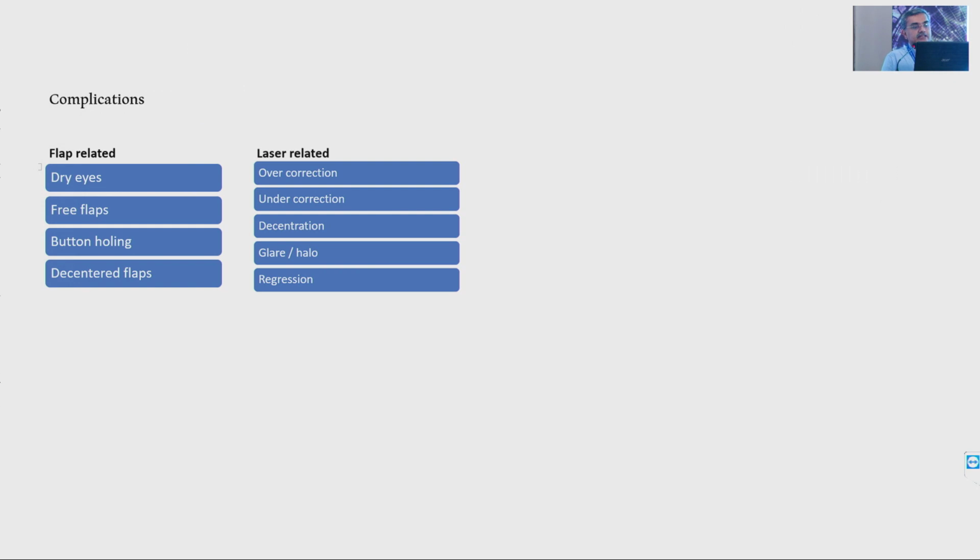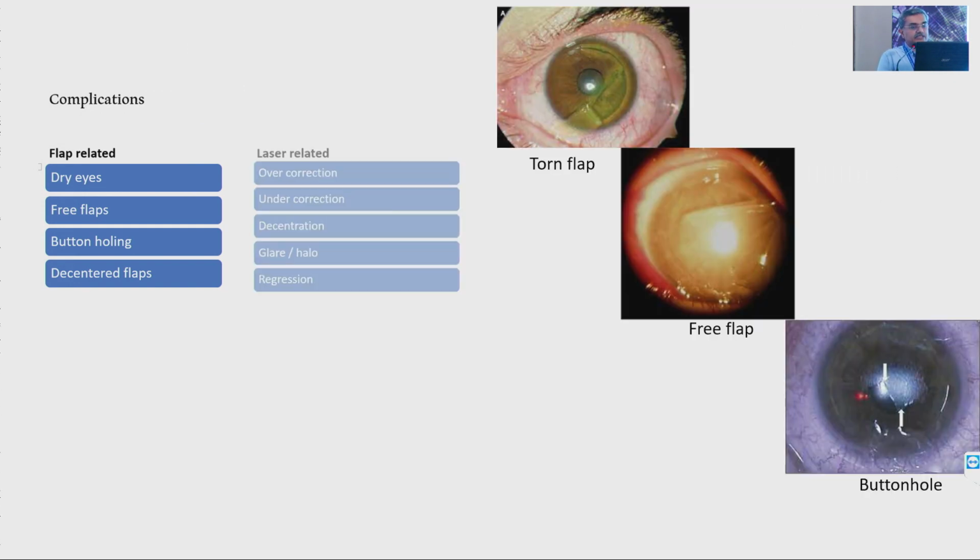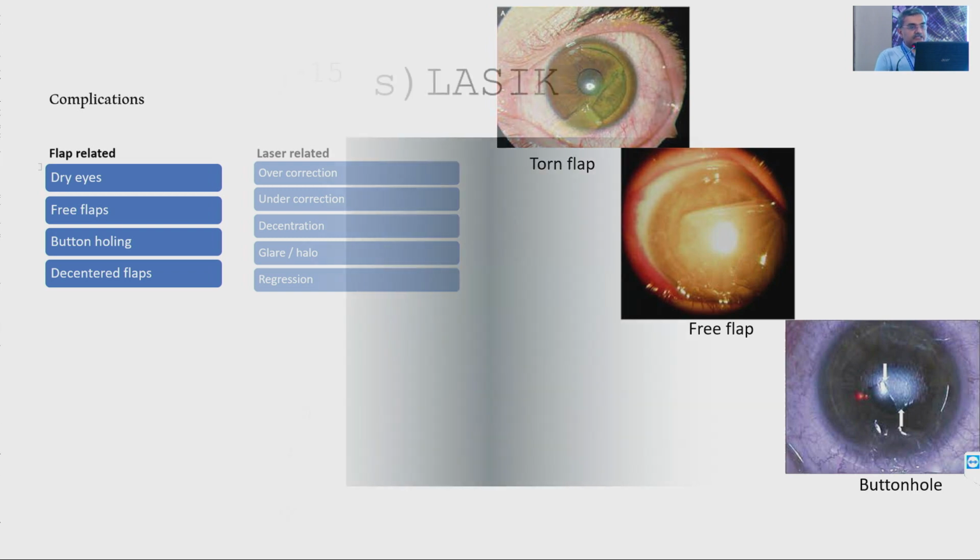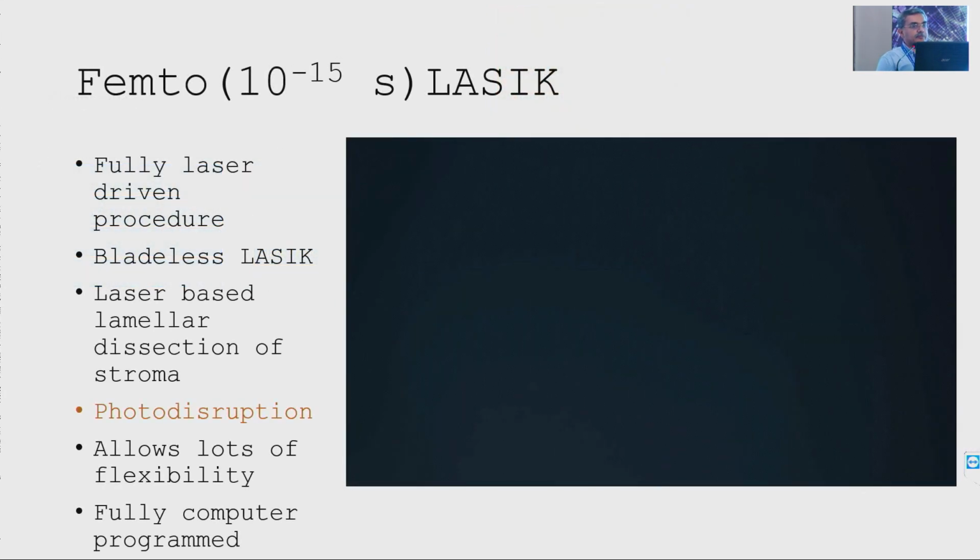Other than the laser related complications, we should also think about the flap related complications. During the microkeratome surgeries, we can have flap tears, free flaps, buttonholes. To overcome this, the laser is being used. The femtosecond laser mechanism has already been told by the previous speaker. The femtosecond laser came into corneal refractive surgery mainly to take care of the flap related complications that can happen during the microkeratome surgeries.